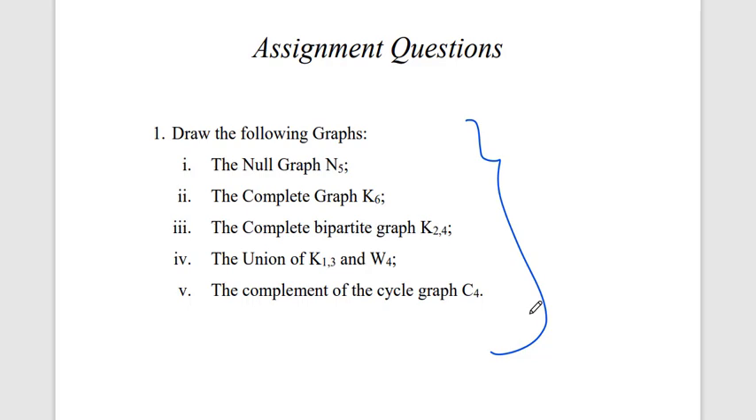So in the next lecture we will discuss some new definitions related to the graph. Okay, so today's lecture is completed.